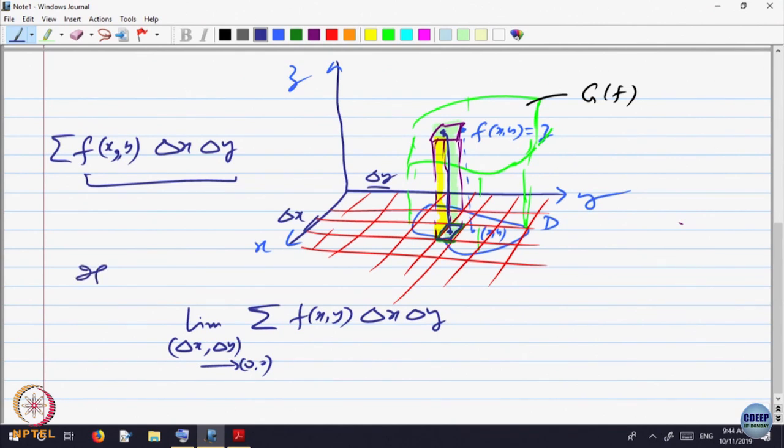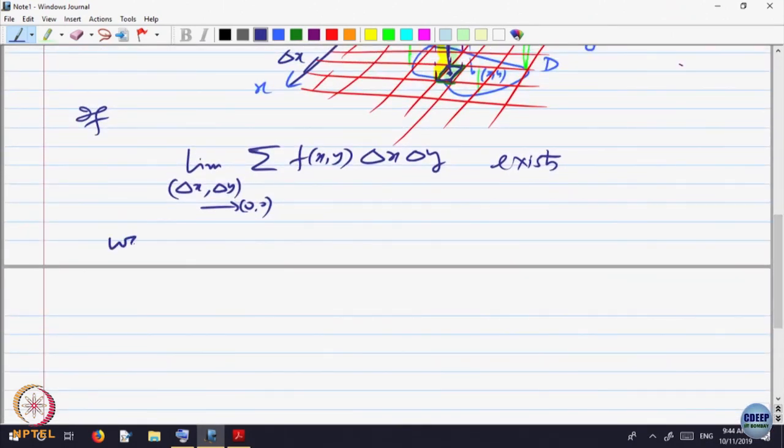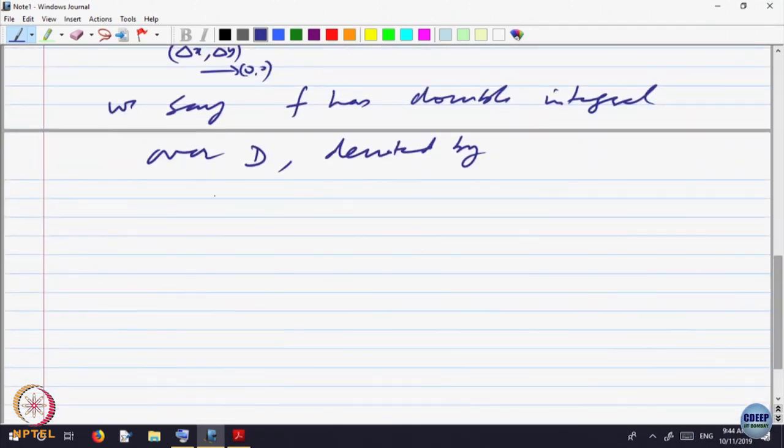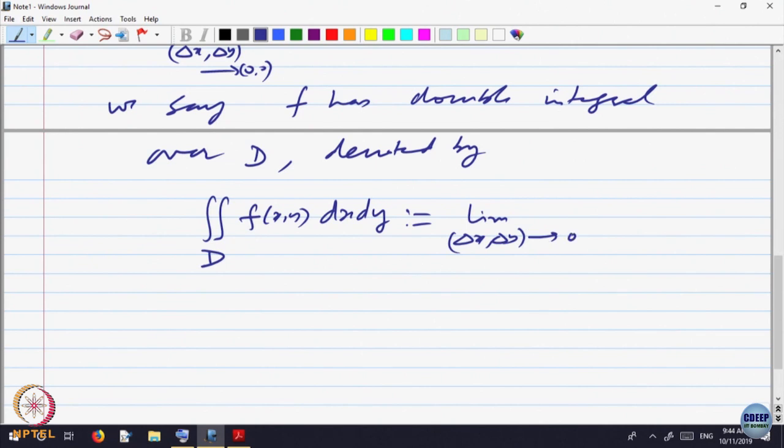So if this limit exists, perfectly similar to one variable, if the limit of the Riemann sums exists, that is called the integral. So if this limit exists, we say f has a double integral over the domain D, denoted by two integral signs because it is a two variable, D is the domain, f of xy dx dy. So what is this? This is a limit as delta x, delta y goes to 0, 0 of those sums, sigma f of xy delta x delta y, summation over those partitions.